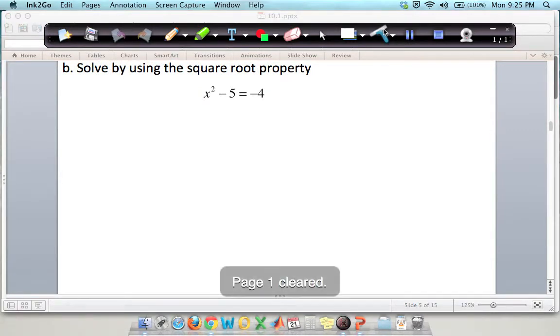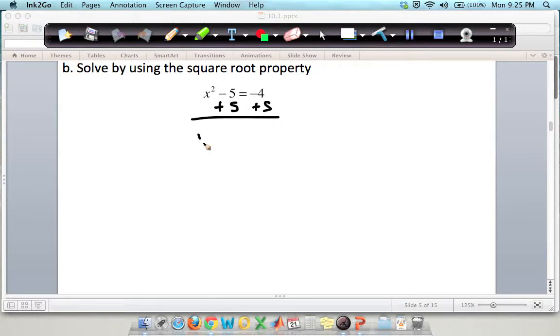Okay, let's do another example. First thing I need to do is get x squared by itself, so let's add 5 to both sides. And I get x squared equals 1. Take the square root of both sides, and you get x equals plus or minus the square root of 1, which is just 1.